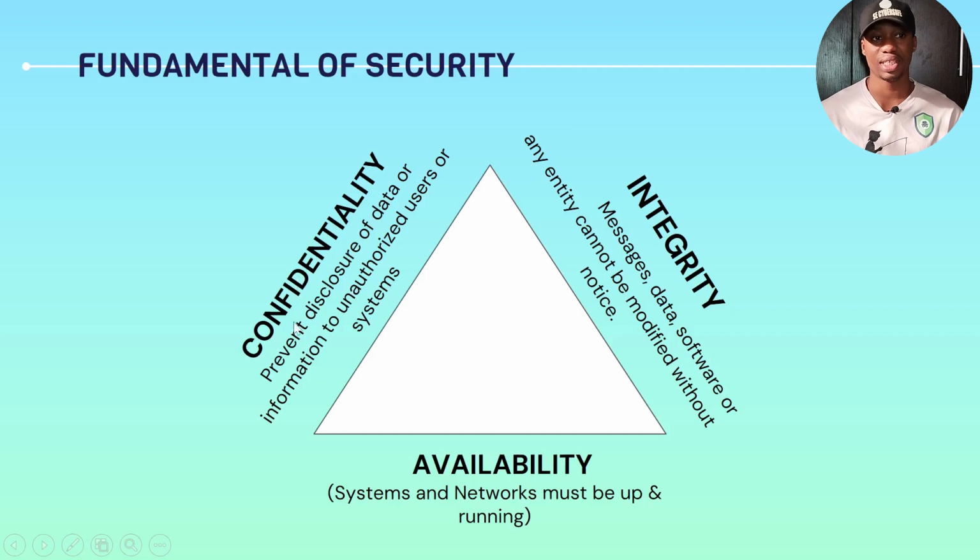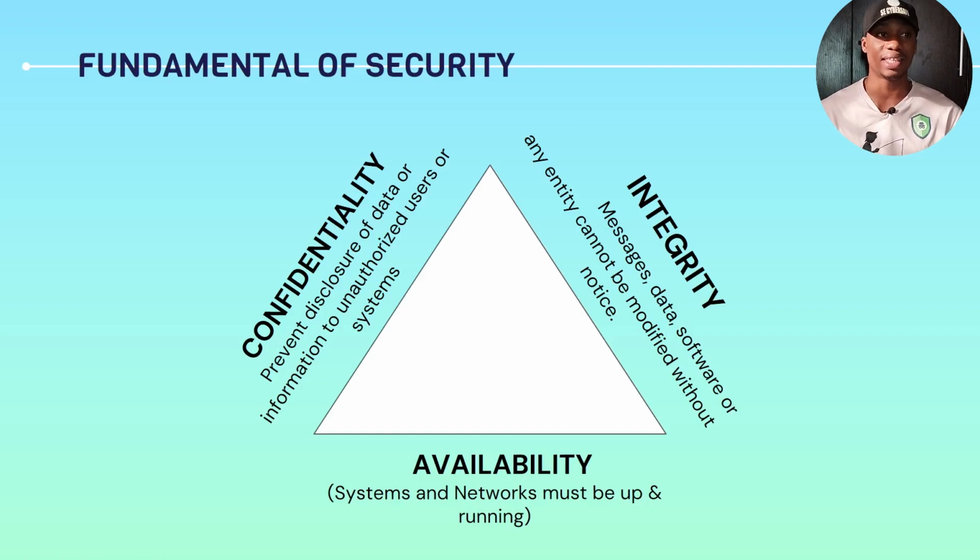So messages, data, or software or any entity cannot be modified without notice, which means nobody should be able to modify maybe a Word document and then you wouldn't notice. Nobody should be able to modify a software, maybe a game software. Nobody should modify it without you knowing. So that's integrity. The moment it's modified, integrity is breached, and then it's a security problem.